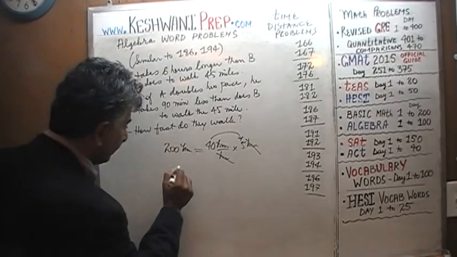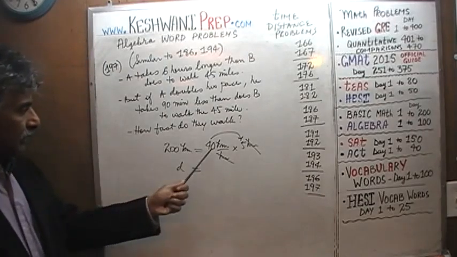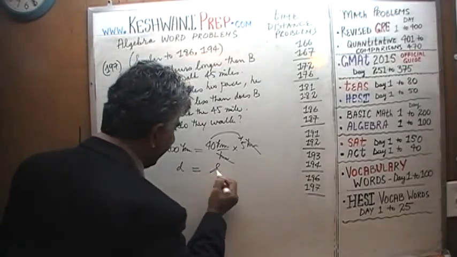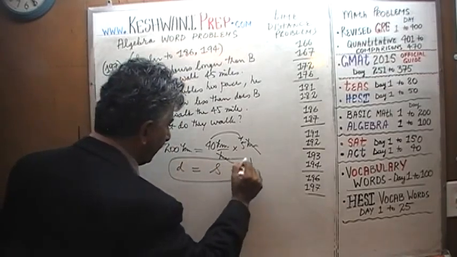So here is our distance, we're going to represent it with letter D. Here's our speed, we're going to represent that with letter S, and our time with letter T. Voila.